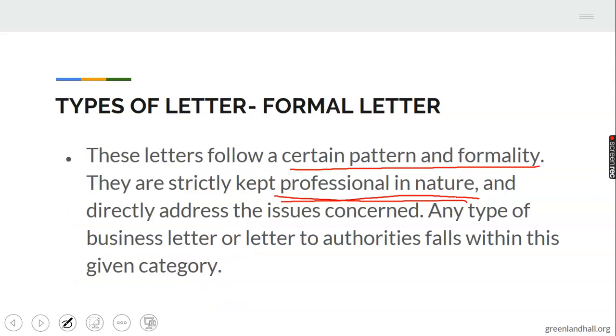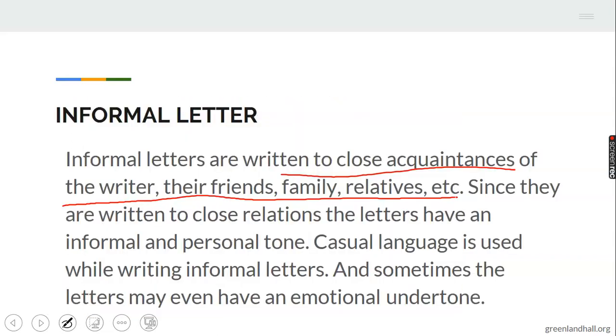Mind you, look at the keywords here: formality and professional in nature. This restricts you. But here, you have the liberty to express yourself well, because the letter is written to close people, people you know very well. And here, casual language is allowed. You can be casual and not formal. Then here, you are allowed to have an emotional undertone.